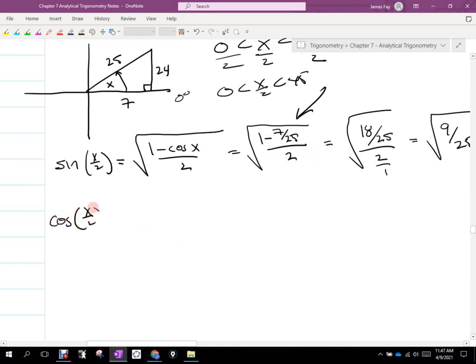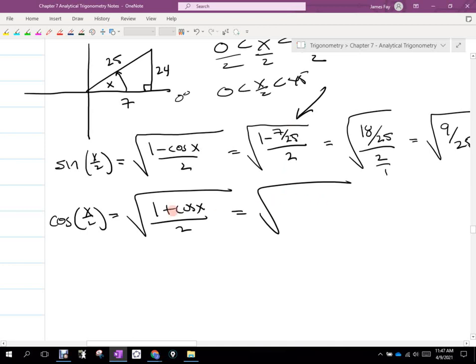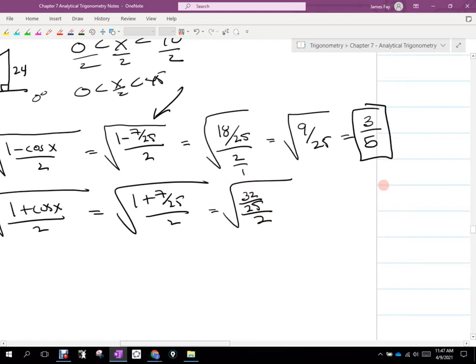Cosine of x over 2, same formula, but what changes in this formula here? Yeah, that minus turns into a plus. So 1 plus cosine of x over 2. So now we'll have cosine, again, is 7/25. So I have 1 plus 7/25 all over 2. So now 25, so that'll be 32 25ths all over 2. When I multiply by that reciprocal of 2, I'm going to get 16 25ths.